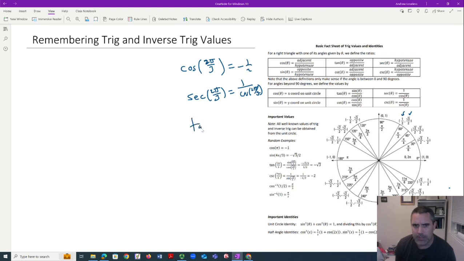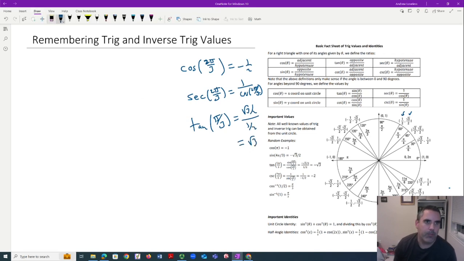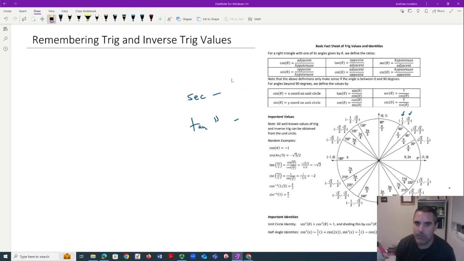If you want something like tangent of pi over 3, you do sine over cosine, but the sine is the square root of 3 over 2 over 1/2, so you get square root of 3. Okay, that's not what I wanted to talk about here, but really the answer to almost any trig question is to have the unit circle with you. It's often faster than looking it up online or computing it in a calculator or trying to remember what it is. Just have this in front of you.